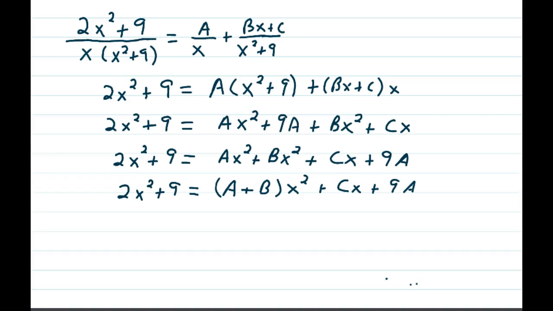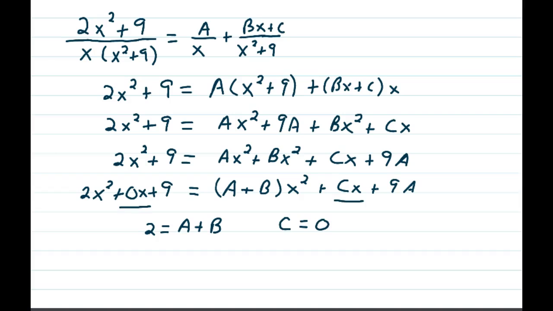And now we're ready to equate the coefficients. So we can see on the left, 2x squared is the only x squared term. On the right, (a plus b)x squared. So that must mean that 2 is equal to a plus b. Now there's no x's on the left. We have a cx on the right. So that means c has to be 0. And last, 9 is equal to 9a, which means that a better be 1. If we back over to that a plus b is equal to 2, we then figure out that b is 1. So now we know that a is 1, b is 1, and c is 0.